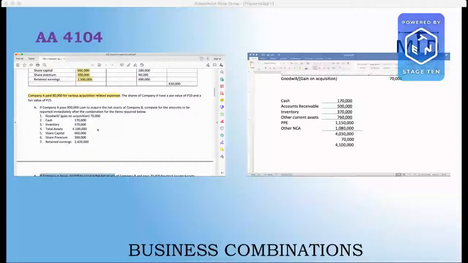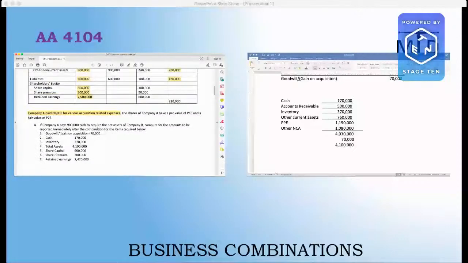Remember the acquisition-related cost. What was the treatment for the acquisition-related cost, class? They are to be reported as an expense. And what happens ultimately to your expense, class? They will be closed to your retained earnings.